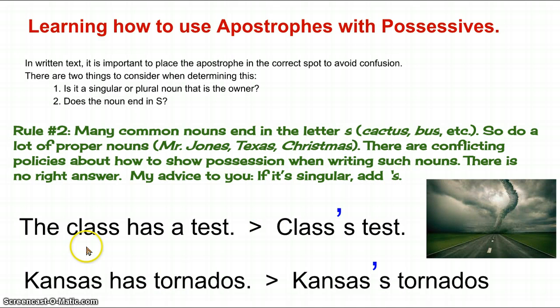So let's look at this first example. The class has a test. The class is doing the ownership, and it has a test. Ends in an S, but it is a singular noun, so we're going to add an apostrophe S. I know this might look a little weird because it's all these S's, but it's correct. Kansas has tornadoes. Who's doing the ownership? That's right, Kansas. And what are they owning? Tornadoes. Good. Kansas's tornadoes. Again, I know some people may say it looks weird, but it's correct. So please follow this rule. If it's singular, what are you going to add? That's right, an apostrophe S.